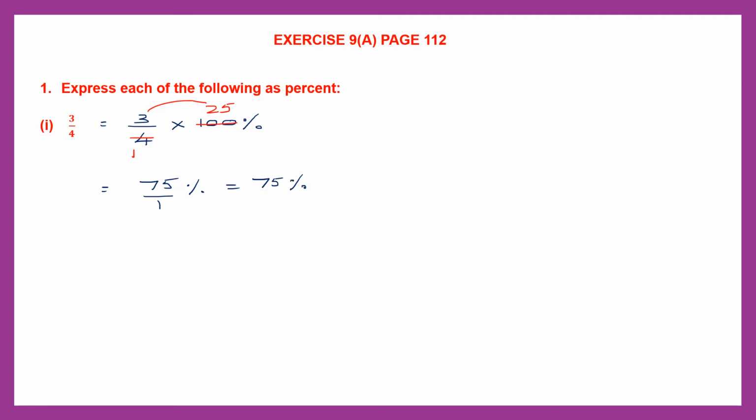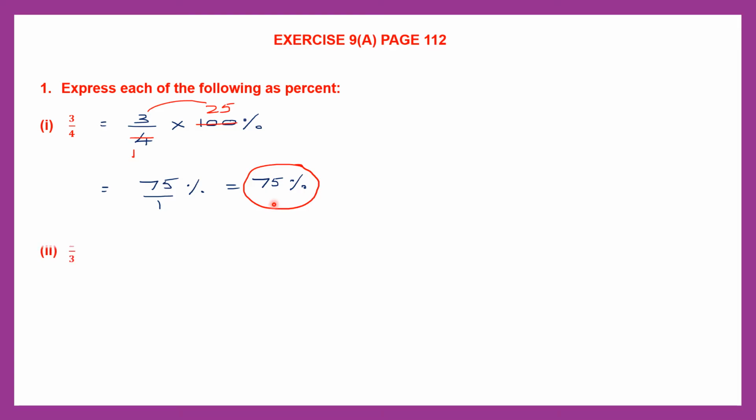So what is my final answer here? 75%. So what have I done? I have converted 3 by 4 into a percent. 3 by 4 has now become 75%. So how do we do it? We multiply by 100 and put the symbol of percent by the side. Now it's become multiplication of fractions. You can cancel and then multiply the numerators. And finally, that's how we got 75%.